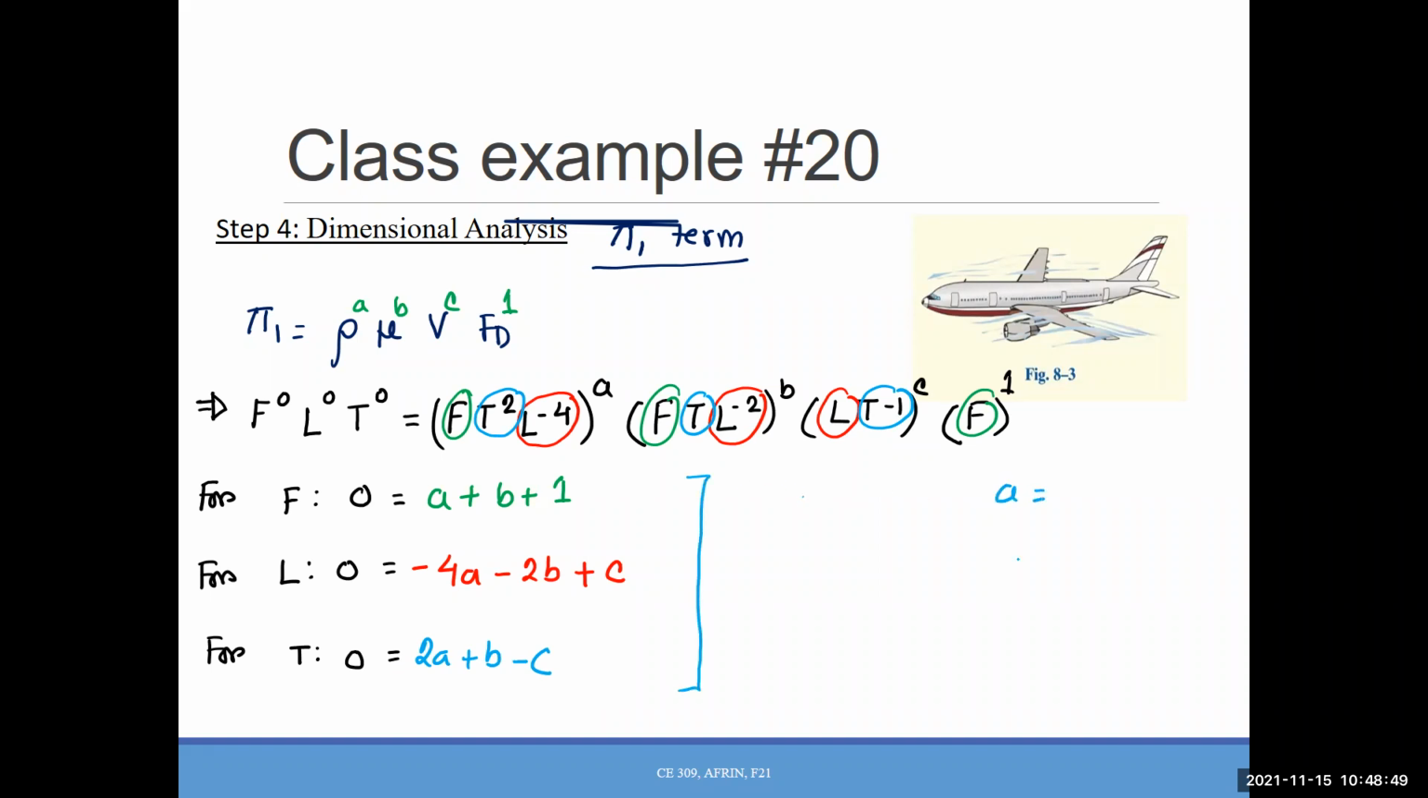Okay, so from this one, can we get the result for A, B, and C? What will be the answer? We have 3 equations, 3 unknowns. So you need to do a little bit of calculation. You can use any steps you want to do for 3 unknowns, 3 equations. I don't mind as long as you have the answer. So A equals B minus 1.